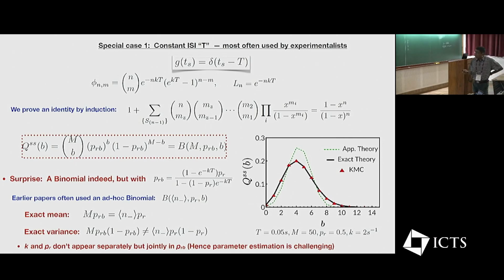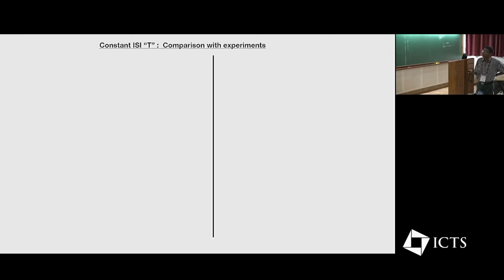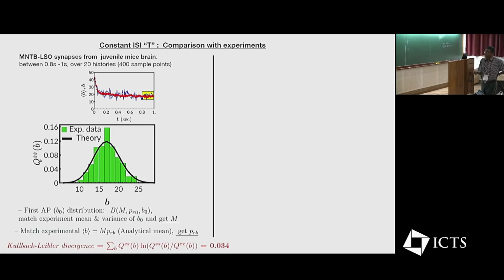Now, for this constant time interval data, one problem is that with parameter estimation you may get stuck, because the parameters of this probability distribution are capital M and PR-bar, which actually lumps together all these constants K and PR. So you don't have an independent way of determining K and PR. That's a problem. But whatever we could do, I will tell you.